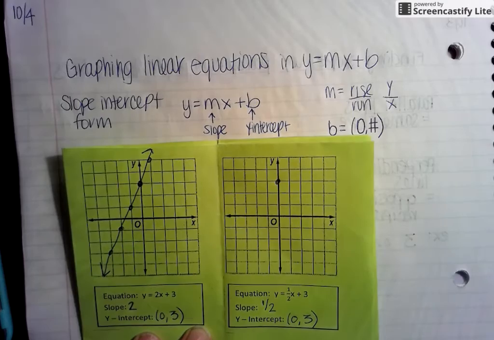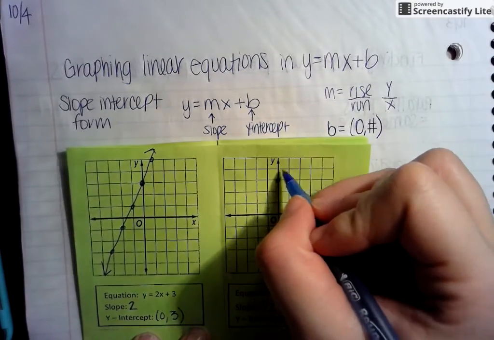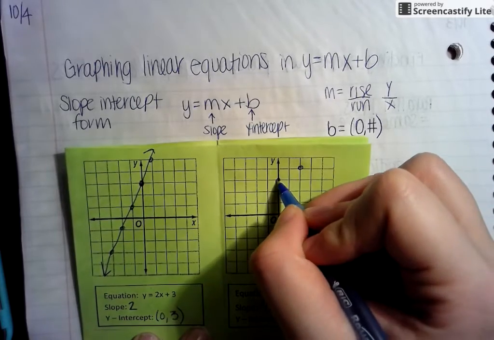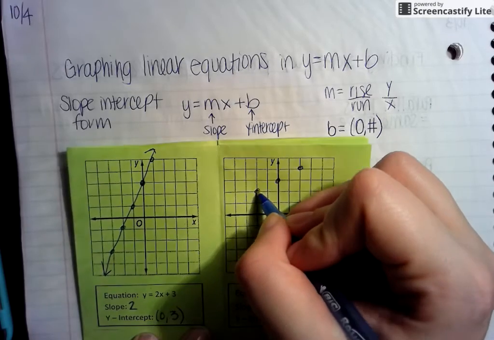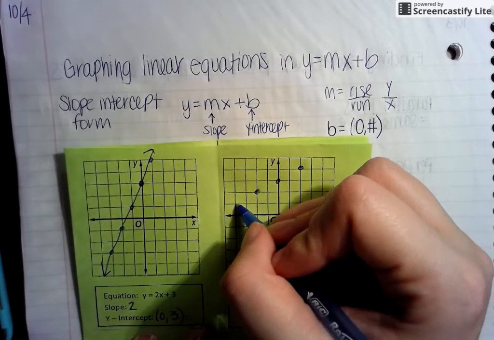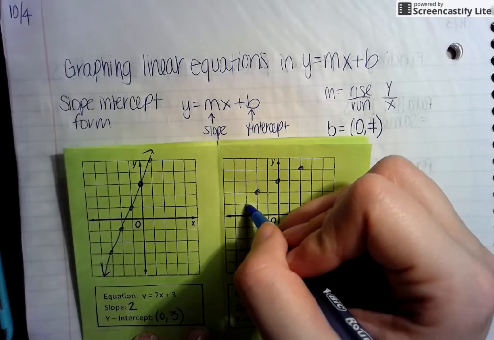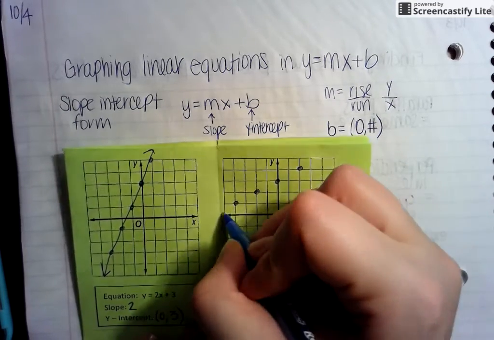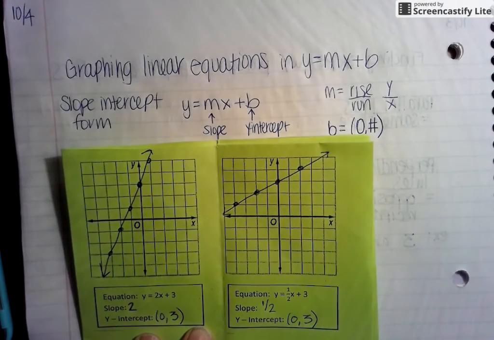Plot my first point. It's a positive slope, so I'm going to go up 1 to the right 2. I also could go down 1 to the left 2, down 1 to the left 2, and then I can draw a line through my graph.